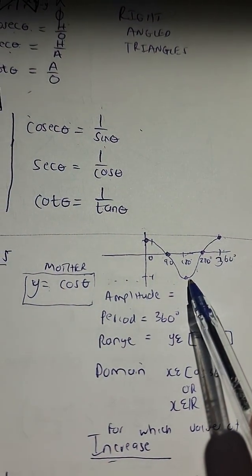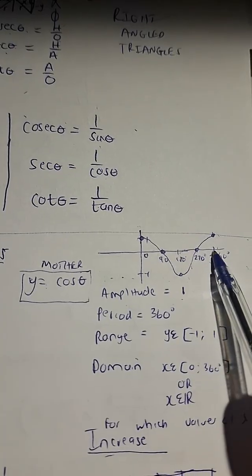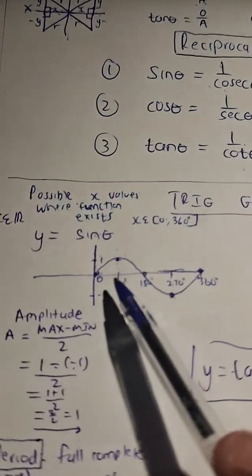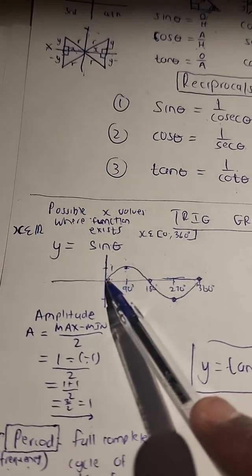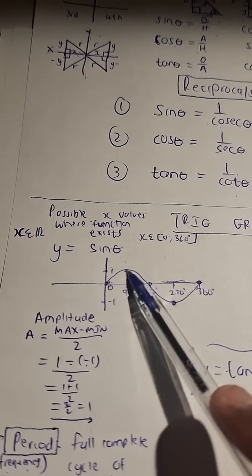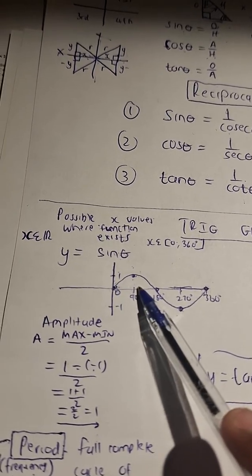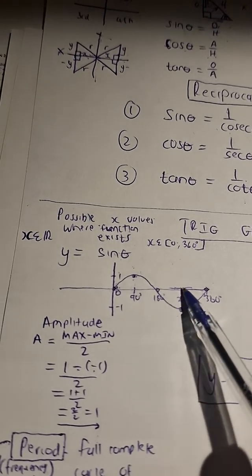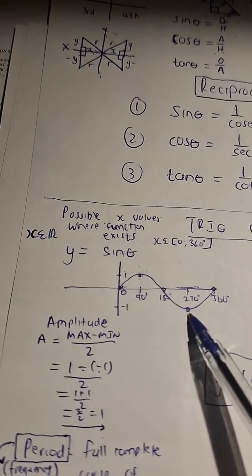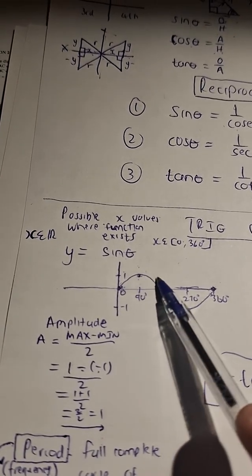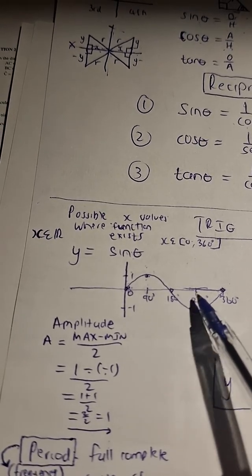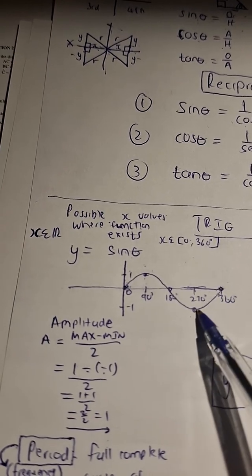Well, the function is increasing from 180 to 360. You would write that interval for increasing. Come here. What's happening here? The function is increasing. From where? From 0 to 90. Then from 90 to 180, what's happening? It's decreasing. From 180 to 270, it continues to decrease. So this function is decreasing all the way from 90 to 270. Then from 270 to 360, what's happening?